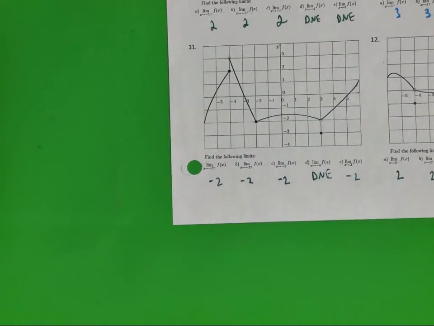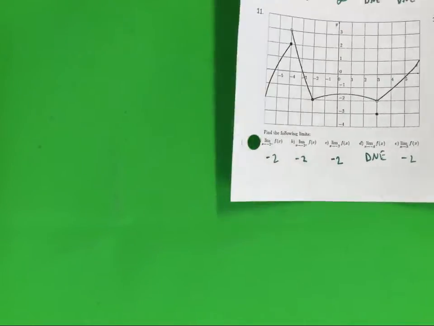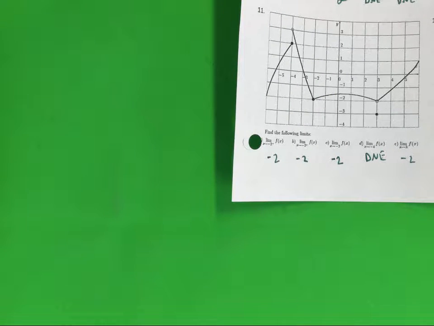All right, number 11. The limit as x goes to -2 from the left. I'm coming from the left, it's approaching -2. From the right, it's -2. Both of those worked out, so the overall is -2. You have what's called one-sided limits and overall limit. This is a one-sided limit, and that's the overall limit. Does that make sense? Because you're only looking at one side.